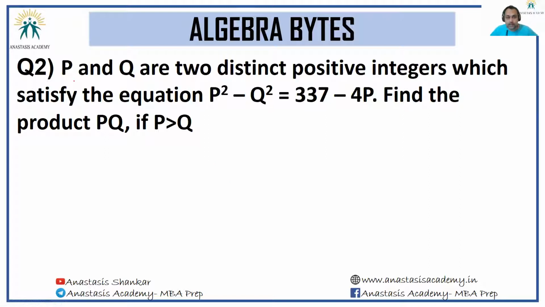Okay, next one. P and Q are two distinct positive integers which satisfy the equation p square minus q square is equal to 337 minus 4p. Find the product pq if p is greater than q. Okay, so let's see. There are two hints that you should see here. One is the presence of minus 4p here. When it goes to the left hand side, it will turn to plus 4p. And the fact that q square has a negative sign ahead of it. We will incorporate both those things by doing this.